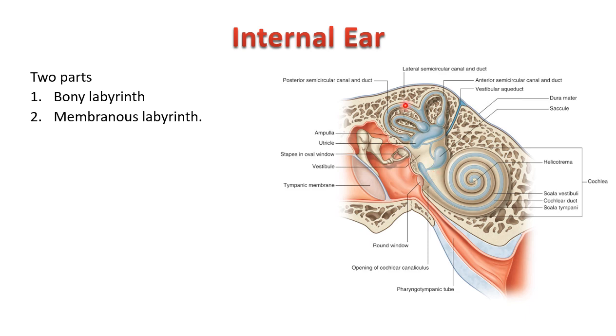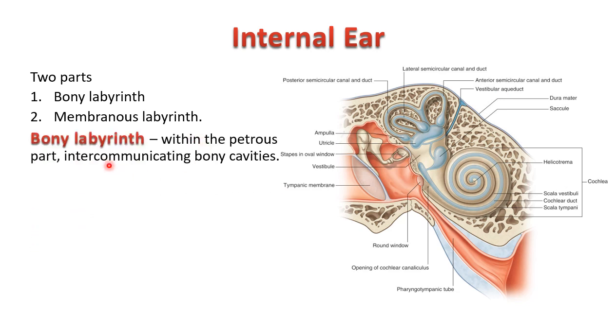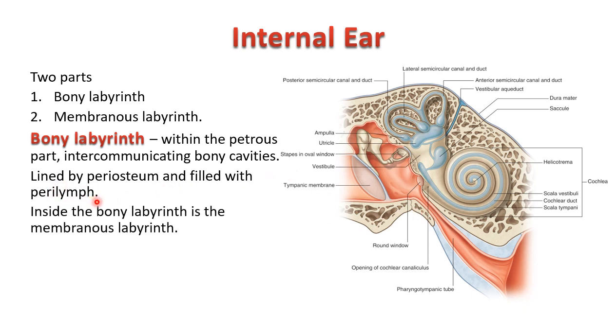Okay, so that is mainly a short description about the bony and the membranous labyrinth. All this is completely situated within the petrous part of the temporal bone. Both your middle ear cavity and also your internal ear are situated within the petrous part of the temporal bone. The bony labyrinth, as I told you, is filled with the perilymph and externally lined by the periosteum.